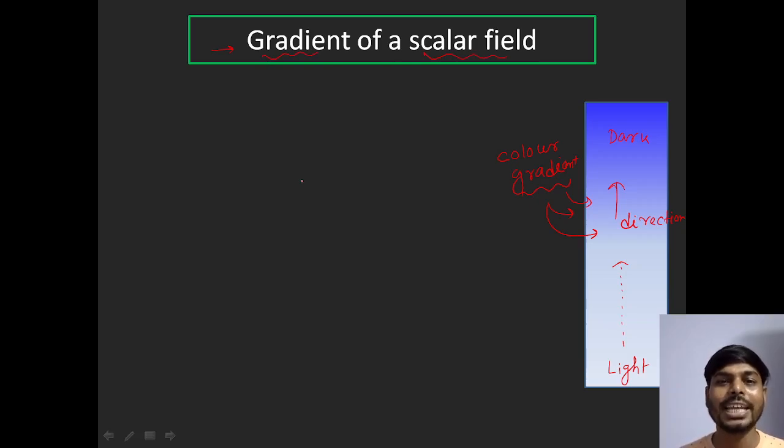For example, let's take a scalar field. Let's say the temperature field. Temperature is a function of x, y, z. So what do you mean by the gradient of this temperature field? What is the meaning of that? Just correlate with this color gradient. Gradient of a color means it indicates the direction along which color is changing from its lower value to the higher value.